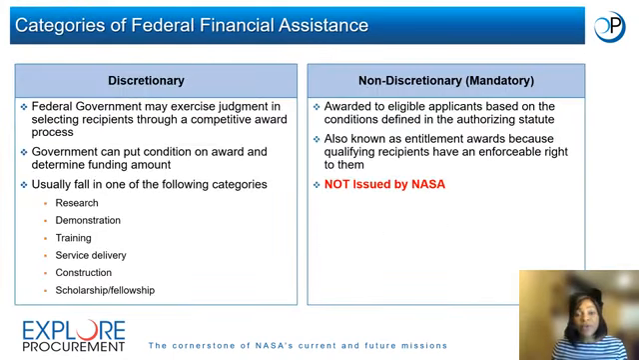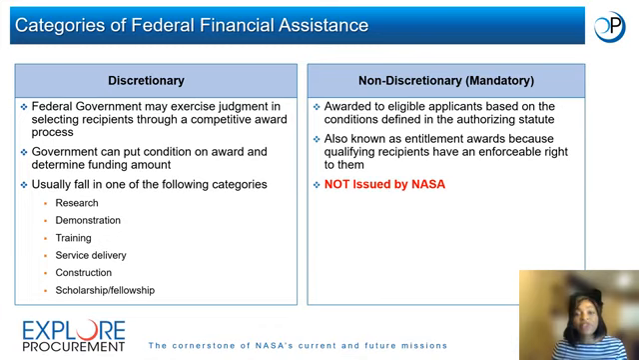There are two categories of awards, discretionary and non-discretionary, also known as mandatory awards. Discretionary awards permit the federal government, according to specific authorizing legislation, to exercise judgment in selecting the recipient through a competitive award process. With discretionary awards, the government can put conditions on the award and determine the amount of funding. Most discretionary awards fall into the categories of research, demonstration, training, service delivery, construction, scholarships, and fellowships.